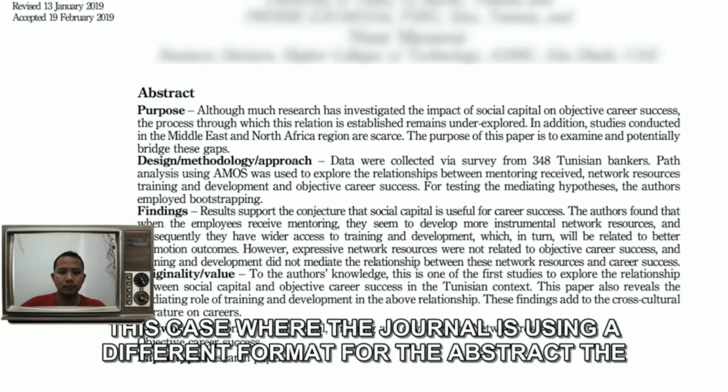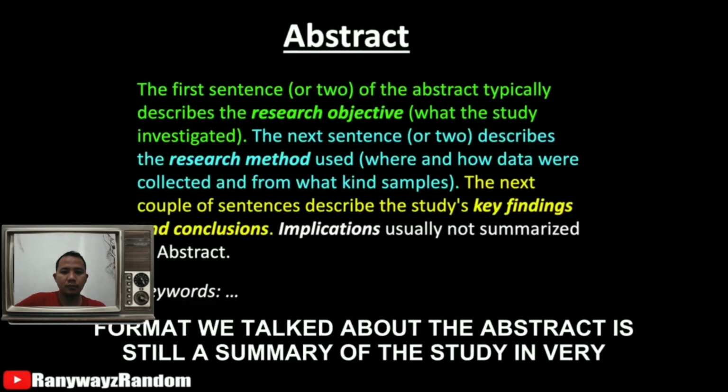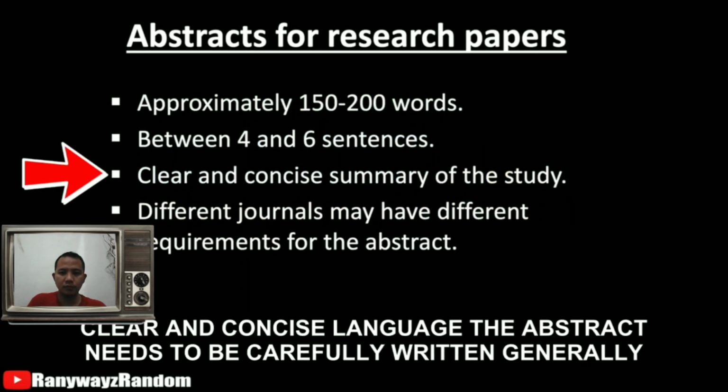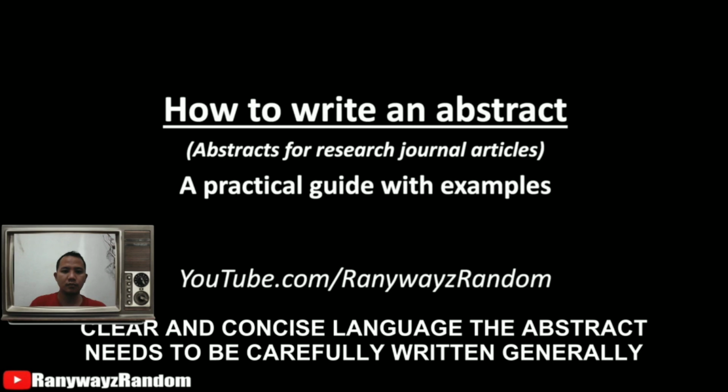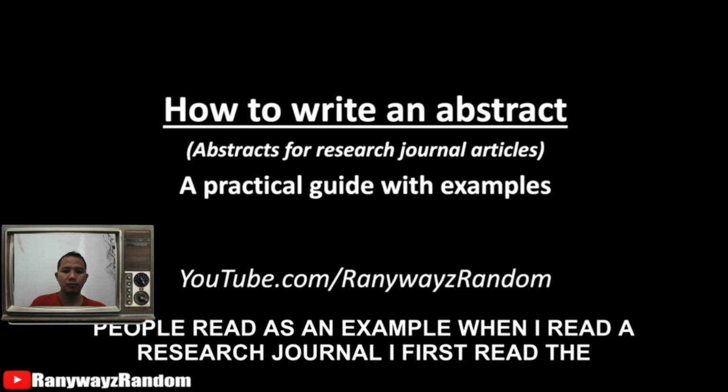But even in this case, where the journal is using a different format for the abstract, the general components of the abstract would essentially be very similar to the first format we talked about. The abstract is still a summary of the study in very clear and concise language. The abstract needs to be carefully written. Generally speaking, the abstract is the last thing we write, but it is the first thing that people read.